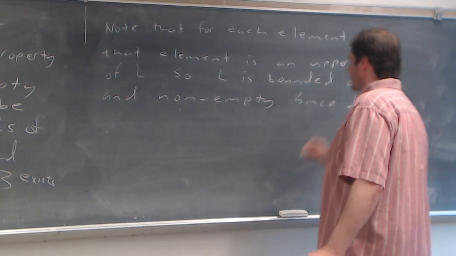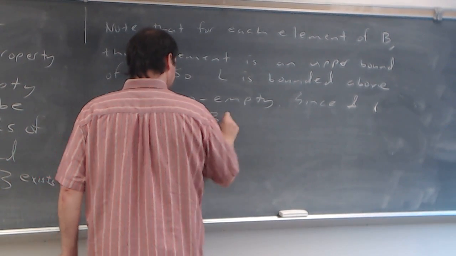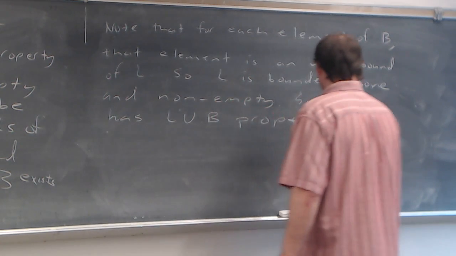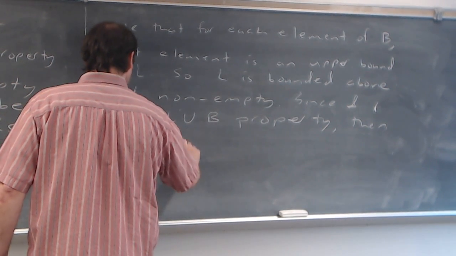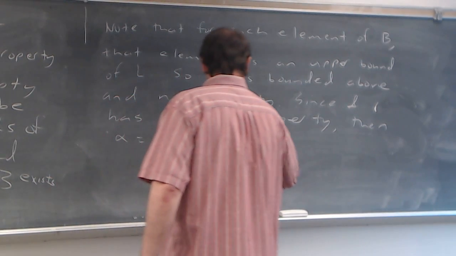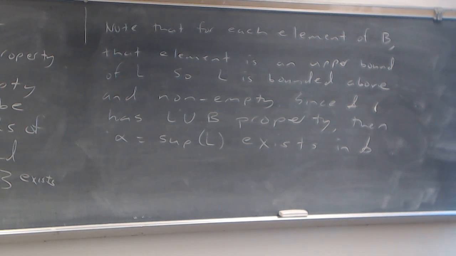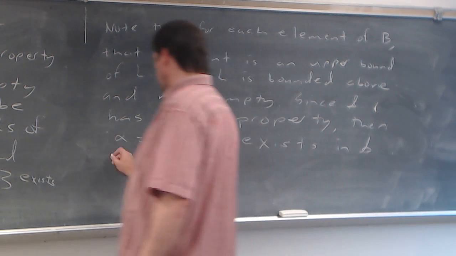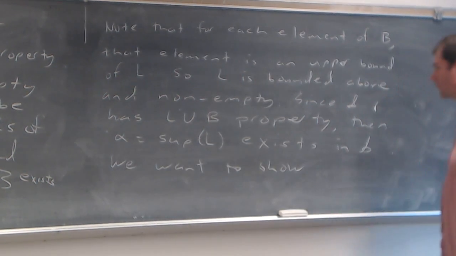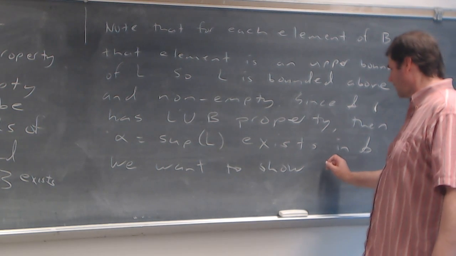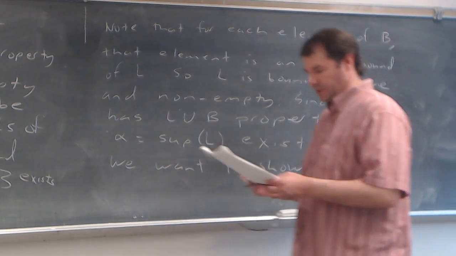Since script S has the LUB property, then alpha equal to the supremum of L exists in S. That's part of the theorem. What we want to do next is show that alpha equals the infimum of B. We have done that, but that's what we want to show.